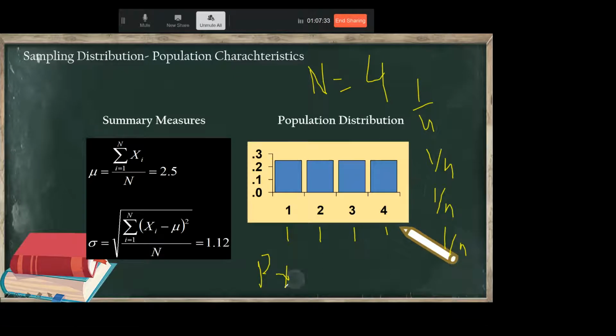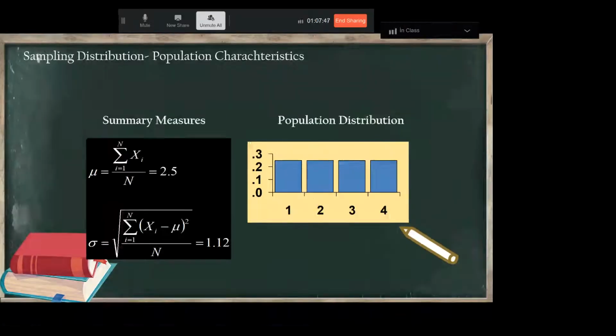So the probability at every point, the probability of x equal to xi, which is from 1 to 4, is 0.25 for everyone, right? So it's the same. So we're going to draw this kind of distribution.